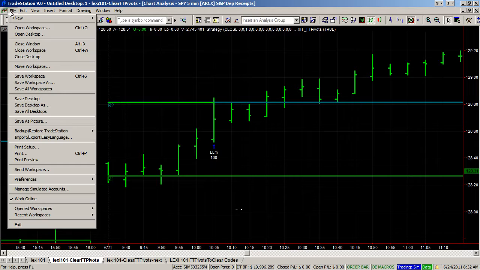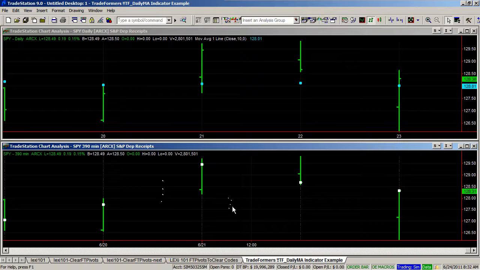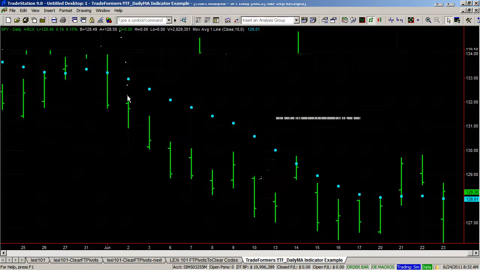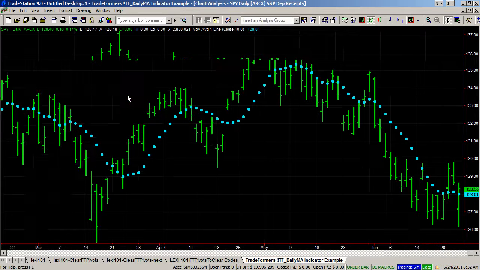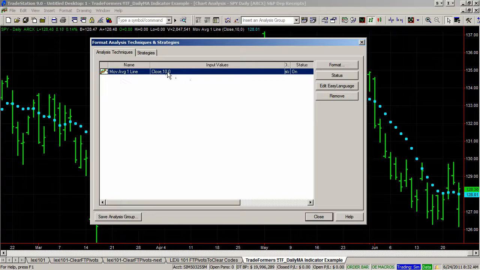As an illustration of that, I believe I've set up some examples of that we need to know about coming in here. And for starters, let's look at a daily chart. And here we have a daily chart. We have those blue dots representing our standard TradeStation 10-day moving average of the close using TradeStation moving average 1 line.